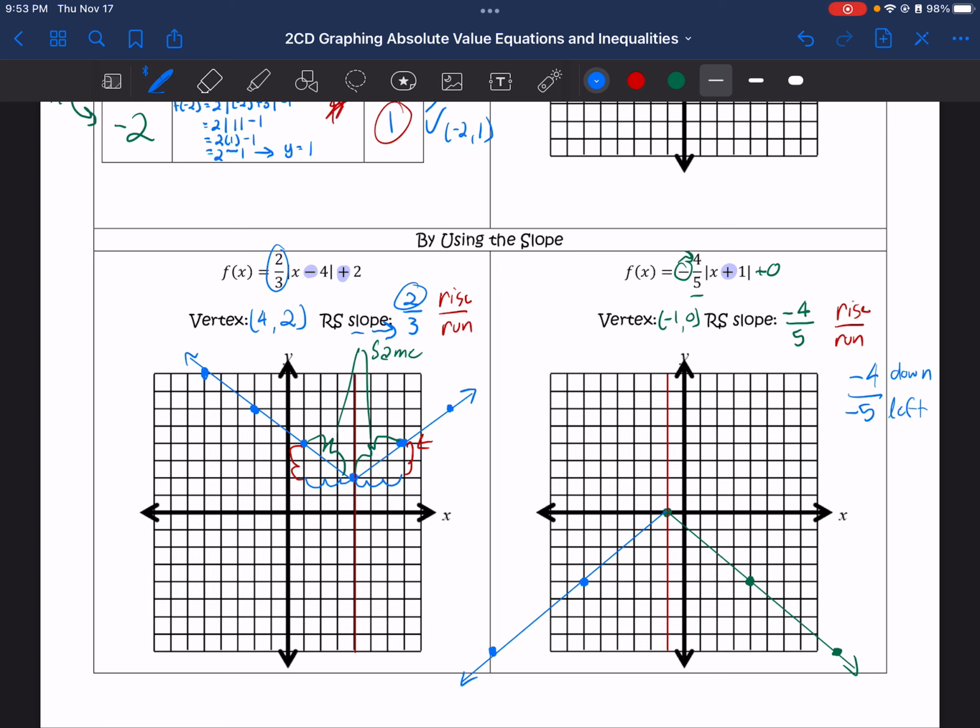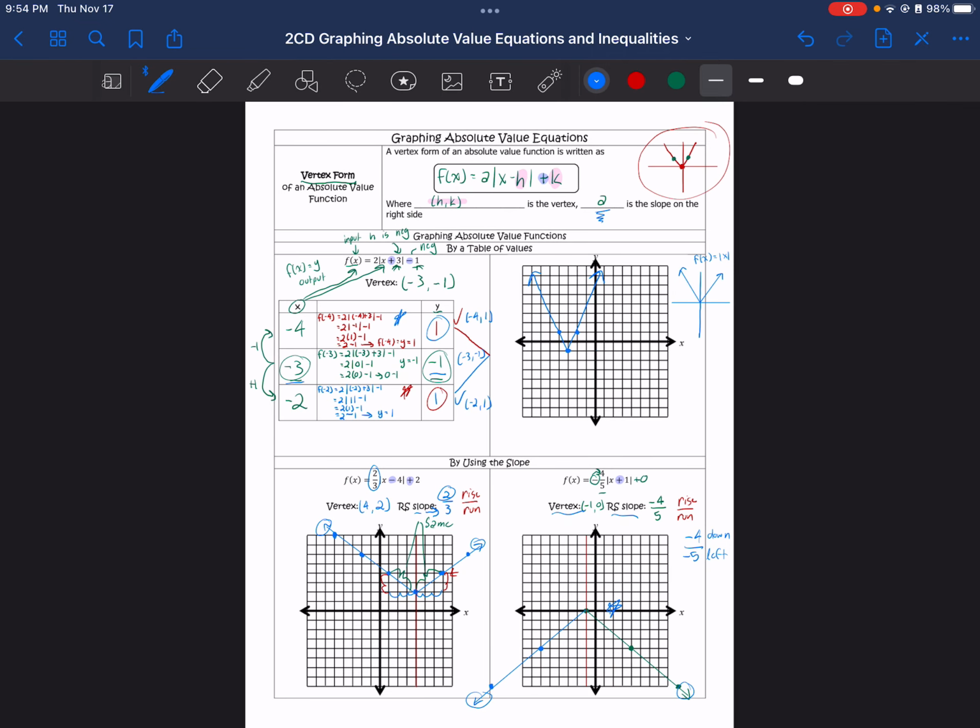It doesn't have to be exact or anything, as long as you show us the vertex and the right side slope, and you get the correct graph. So again, I'm only asking you all to plot 3 points, but please try to draw your arrows when you draw your absolute values, and try to extend it through your coordinate, past your coordinate even. All right, so that is it for 2C.